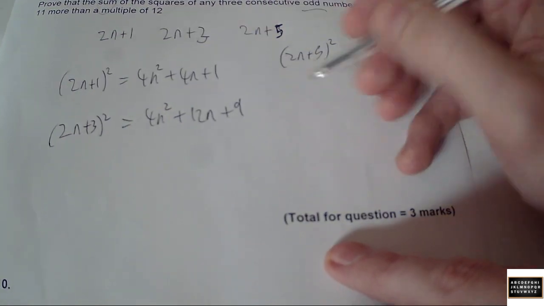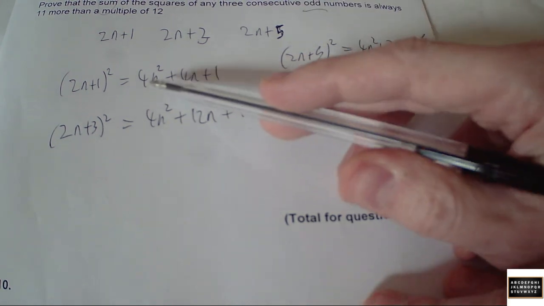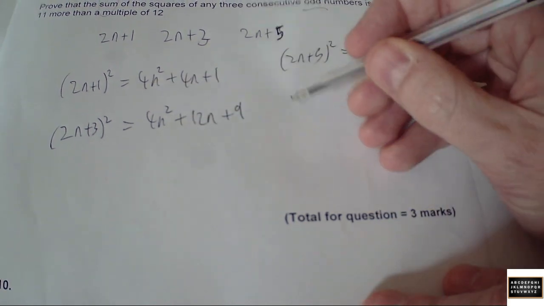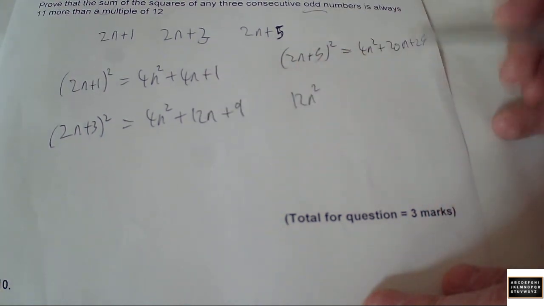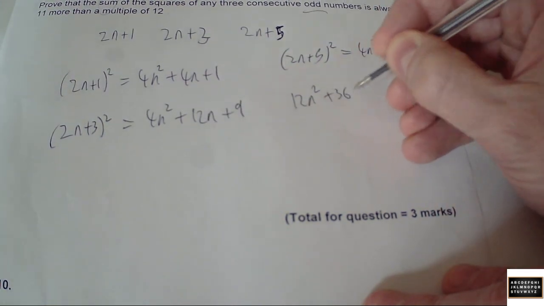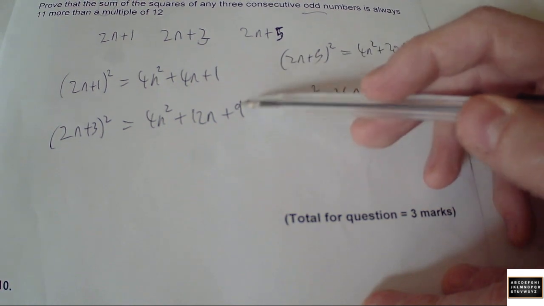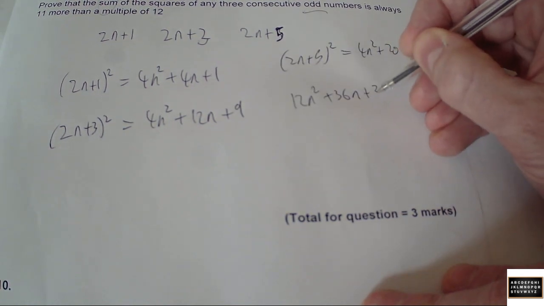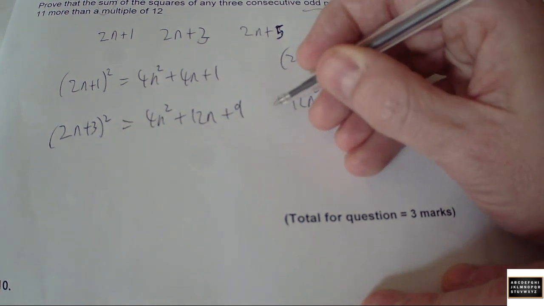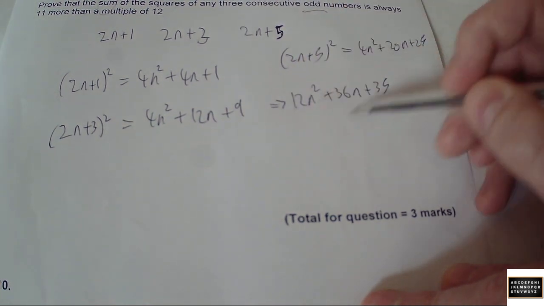So you need to add those up now. So we're going to do 4 plus 4 plus 4, that's 12n squared. And then 4 plus 12 is 16, 16 plus 20 is 36n. And then 1 plus 9 is 10, and then 10 plus 25 is 35. So that's what you get when you add it up. So that's the sum of the squares.